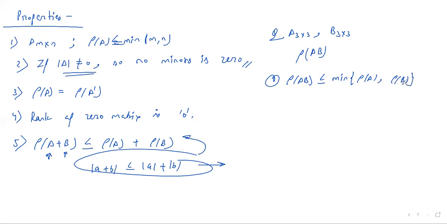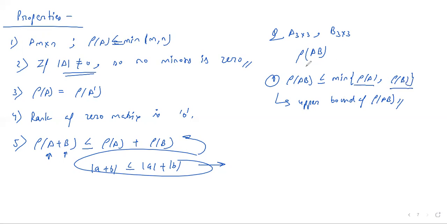Okay, now this is a very important property, and this is said to be the upper bound of the rank of AB. So if we have the matrix multiplication AB and we want to find the rank of it, then the rank of AB is less than or equal to the minimum of rank of A, rank of B.